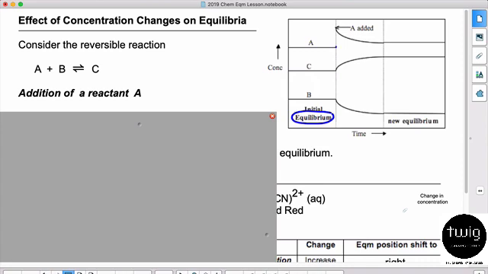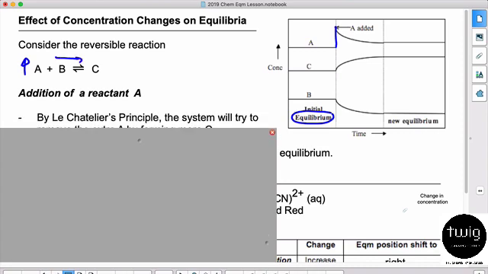So this one went up, because A was added. So when you increase A, equilibrium will shift where? If you increase A, the system will try to decrease the A. So in order to decrease the A, it must shift to the right, okay?